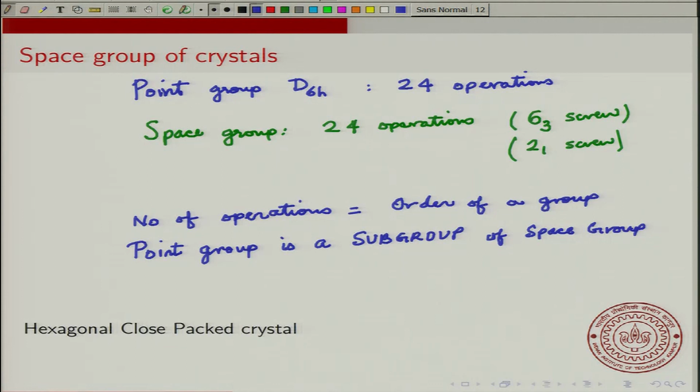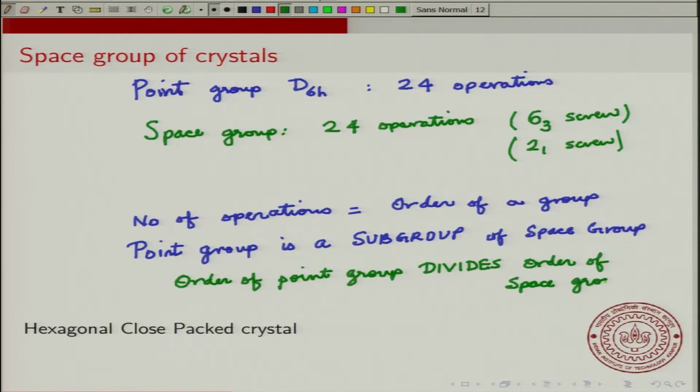Why this is relevant is that the order of the point group divides the order of the space group. In other words, the order of the space group has to be some integer multiplied by the order of the point group, and that integer can be 1, 2, 3, 4, some natural number. So whatever order you get for the space group should be a simple multiple of the order of the point group.